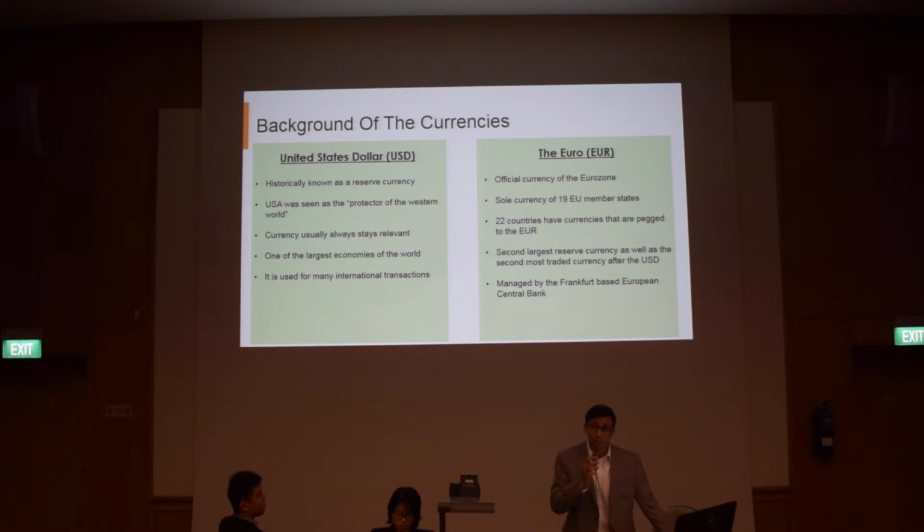Yeah. And we also have the euro. It's basically the sole currency of all the EU states. It's also a very big reserve currency, but not as big as the USD. That's managed by the European Central Bank, the ECB.